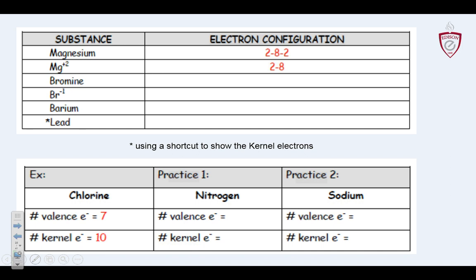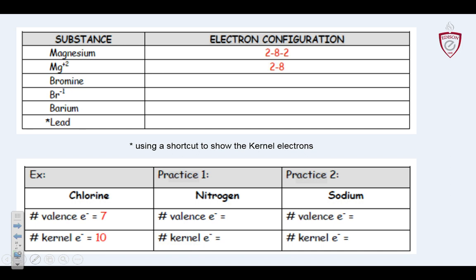So chlorine had a 2-8-7 sequence, which means the valence ones are the outside ones, which are the, Mr. Milks, help me out. Outermost? The 7, the outermost. You're right. And the kernel ones, all the rest. But it says 2-8 and this is 10. How did they get that? Well, because there's 2 in the first and then there's 8 in the second. Add that up, get 10. I get 10. Gotcha.